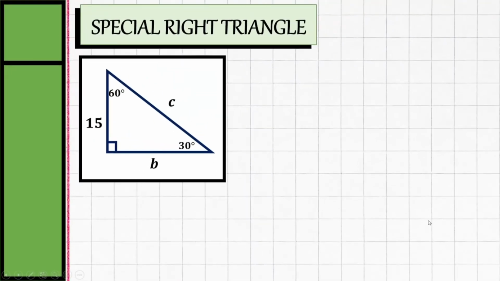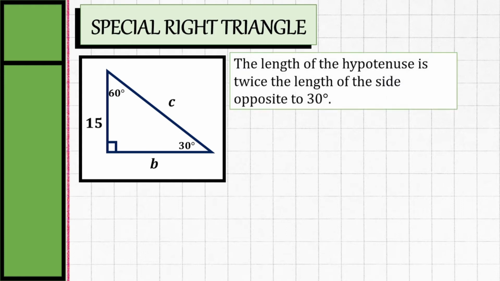Alright, let's have another example. For example, we have this 30, 60, 90 triangle, and we're given one of the legs of this triangle. This leg is the side opposite our 30-degree angle. In solving the measurement of our leg and our hypotenuse, we will use the 30, 60, 90 triangle theorem. In that theorem, it is stated that the length of the hypotenuse is twice the length of the side opposite 30 degrees.